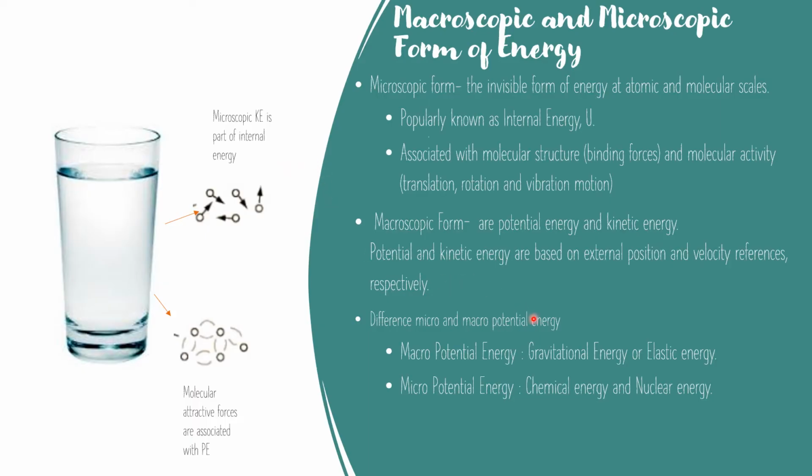In thermodynamics analysis, it is often helpful to classify the various forms of energy that make up the total energy of a system into two groups. We have the macroscopic and the microscopic form of energy. In microscopic form, this is the invisible form of energy at atomic and molecular scales. This energy is defined as the energy associated with a random, disordered motion of molecules, and this is due to intermolecular forces. In other words, it is the potential and kinetic energies of individual molecules or atoms.